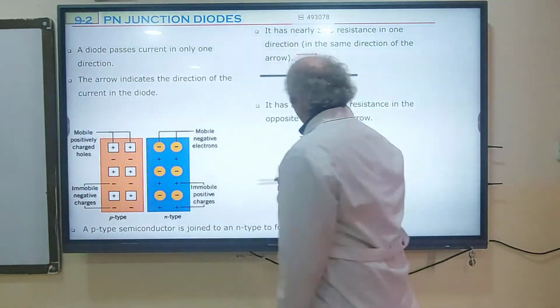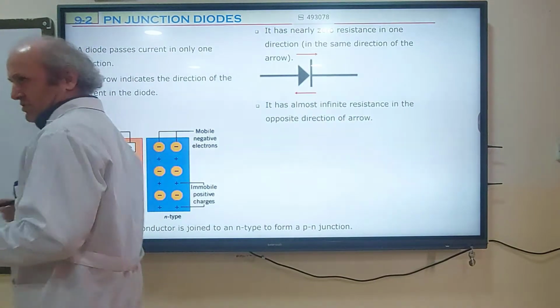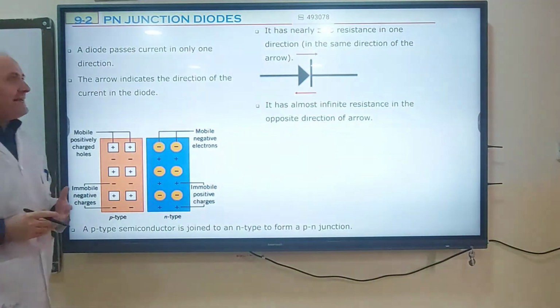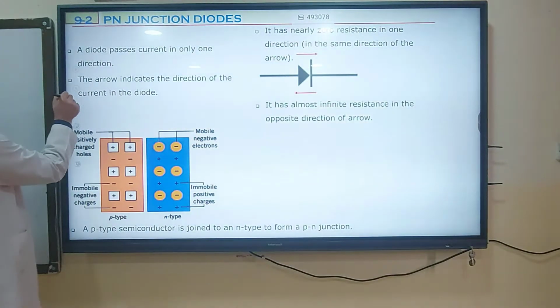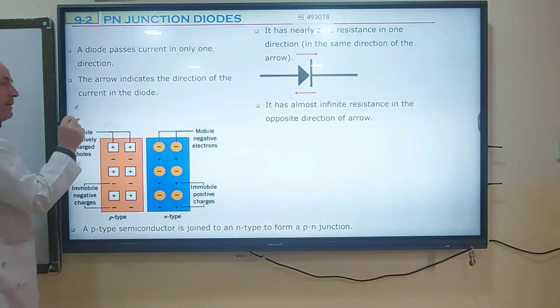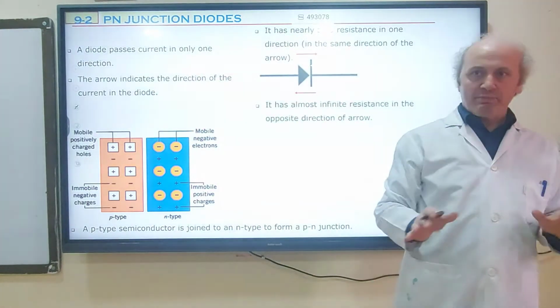This device, the first device which we are going to study, is the diode. So what is a diode? First, let's define it. A diode is a device which passes electric current only in one direction. No electric device does this except diodes.